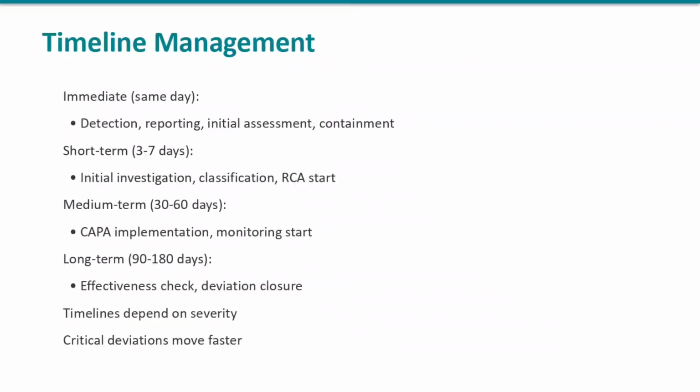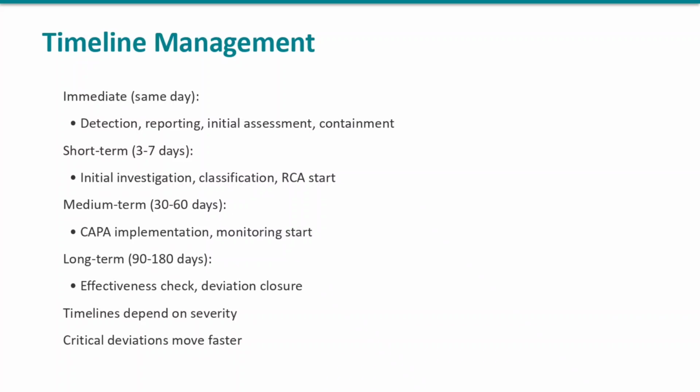Deviations should be managed within defined timelines. Immediate, same day, includes detection and reporting, initial assessment, and containment actions. Short term, 3 to 7 days, includes initial investigation, classification, and root cause analysis start. Medium term, 30 to 60 days, includes CAPA implementation and monitoring start. Long term, 90 to 180 days, includes effectiveness check and deviation closure.